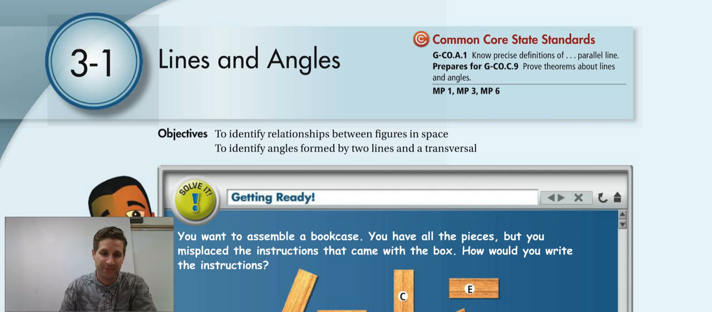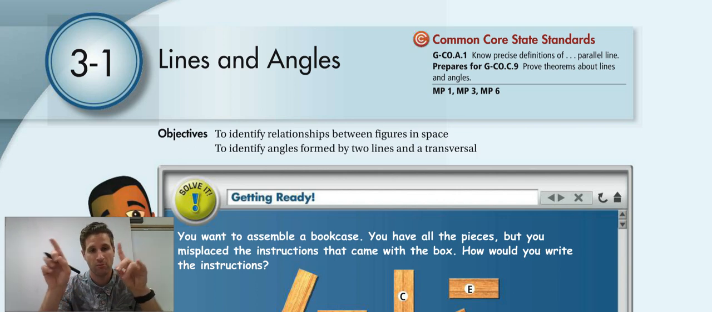Let's go. Alright, 3.1. We're jumping into chapter 3, and we're going to be talking a lot about lines, especially parallel and perpendicular lines. So, let's talk about lines, and let's talk about some special angles. Okay, so label it 3.1, angles and lines.